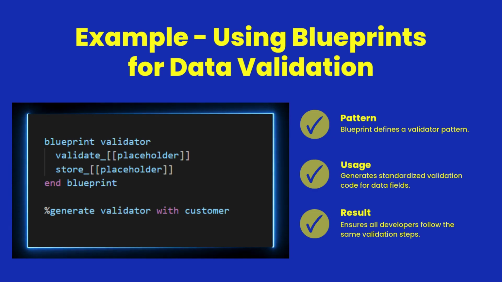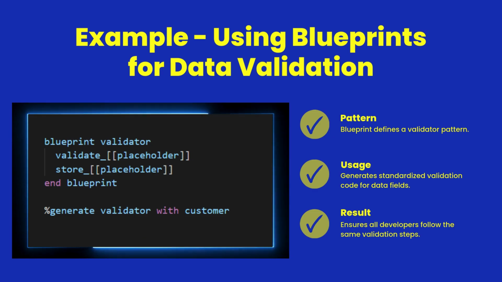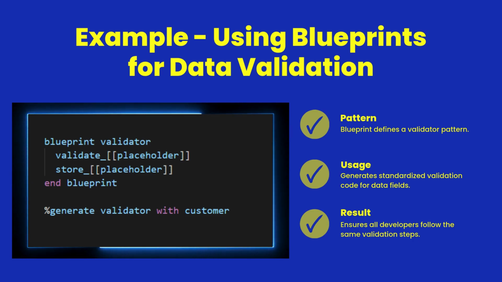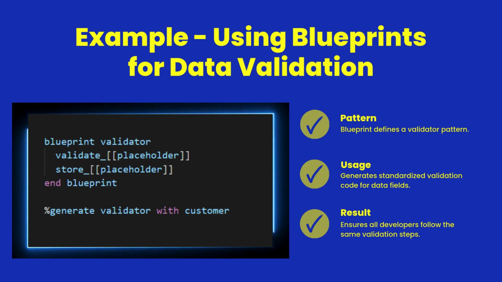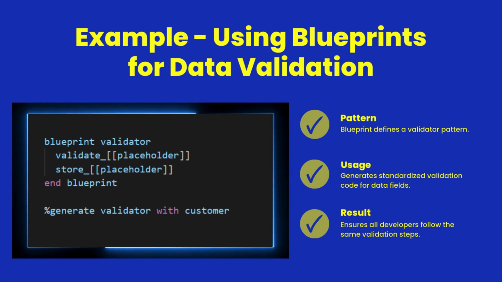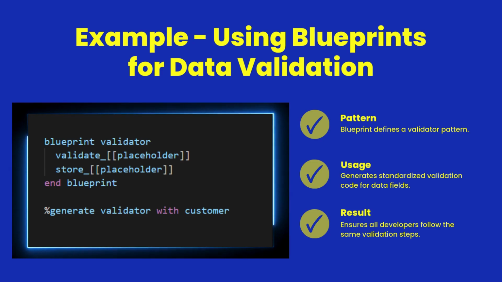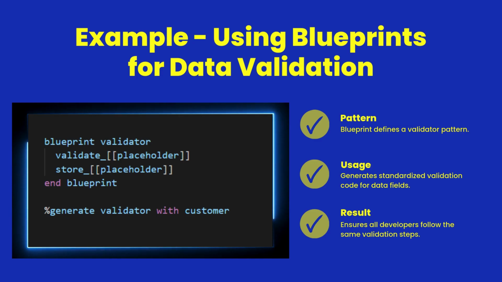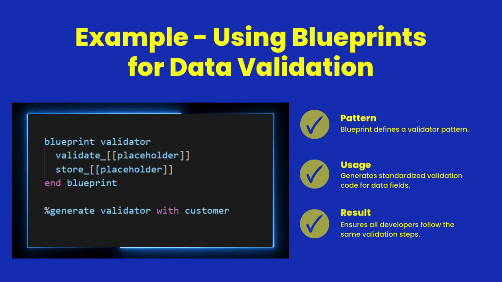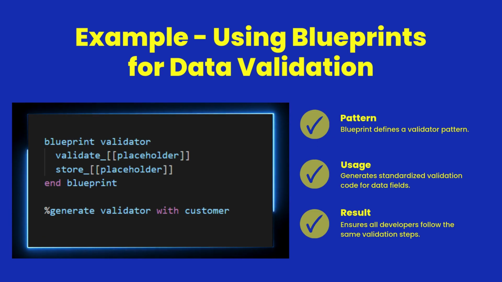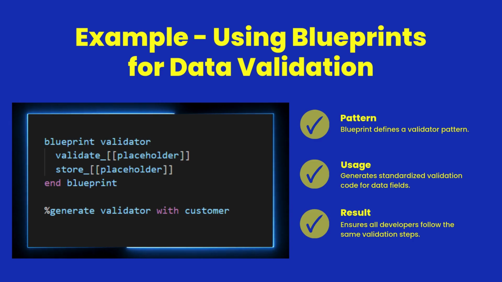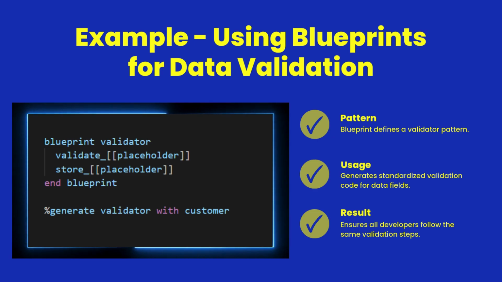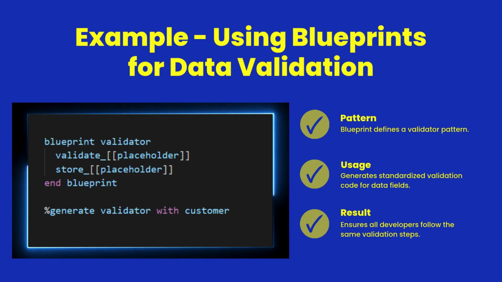Blueprints streamline data validation by generating consistent, reusable validation code across different fields, making processes standard and reducing errors in code. In this Sheerpower example, the validator blueprint defines a reusable pattern for validation and storage operations. Within the blueprint, the placeholder is used to indicate a variable section that will be dynamically replaced when the blueprint is generated. When %generate_validator with customer is invoked, placeholder is substituted with customer, resulting in the expanded code.